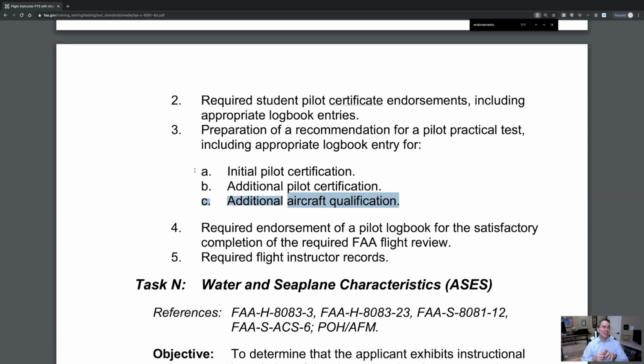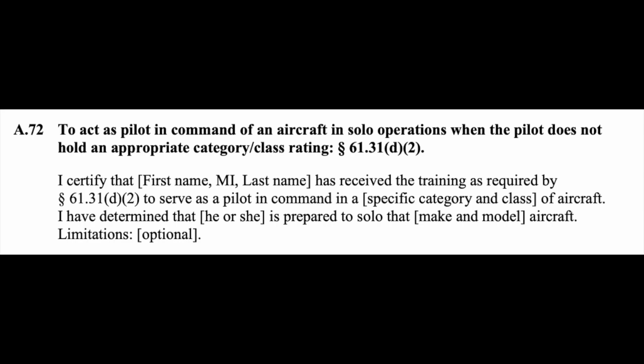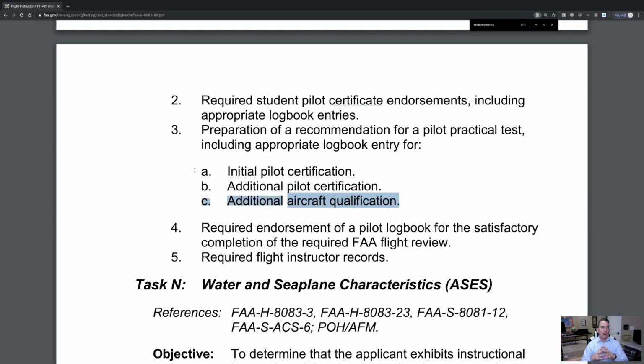And then there may be, if you did any soloing during that time for this person, and they weren't rated to solo the aircraft, then in accordance with 61.31 Delta 2, you would have to give your Alpha 72 endorsement. Now, assuming someone did not solo the aircraft, then you would need to give the Alpha 1 and the Alpha 74.